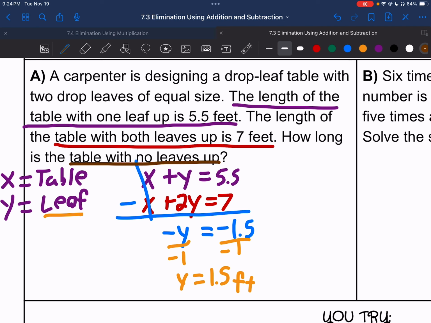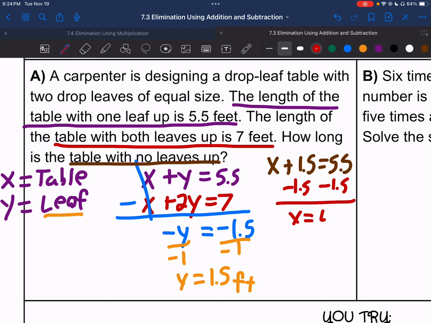All right, so we're going to use that first equation. The base of the table plus the 1.5 for the leaf is equal to 5.5. And we're going to subtract 1.5 from both sides. And we get that x is equal to 4 feet. So that's our answer right there. Our table is 4 feet long. Each leaf is going to be 1.5 feet long that can fold up. And you would have a grand total of a 7-foot long table if you used everything that you had.